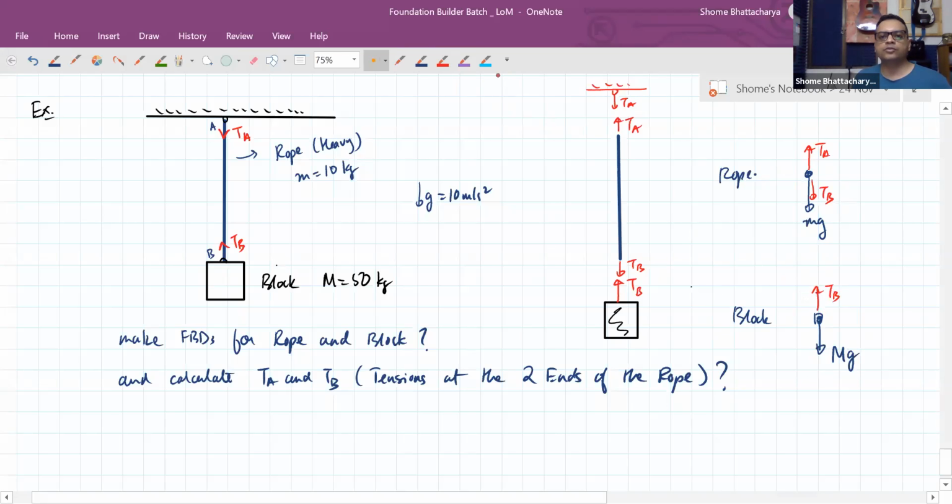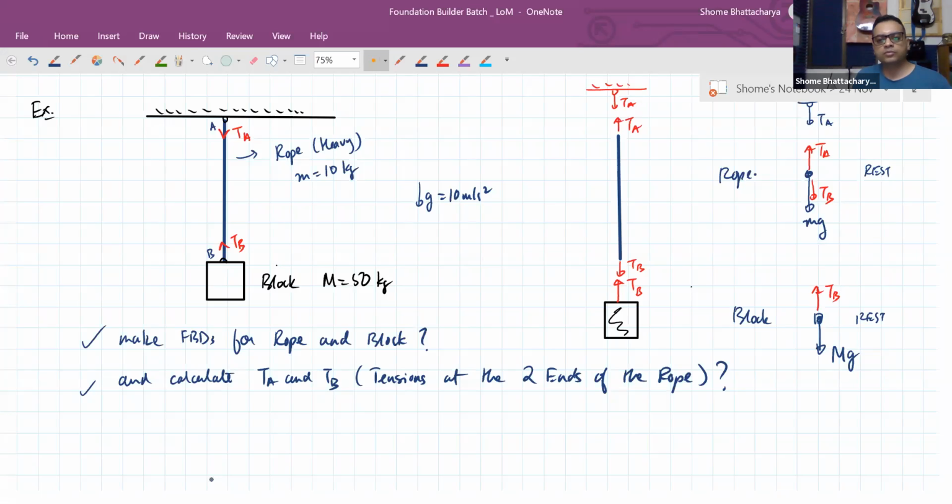is applying on this. Okay, and of course on the hook, the question hasn't asked, but the hook is experiencing a downward force equal to this tension. So this is at rest, this is at rest. So we got our free body diagrams. Okay, that part is done.